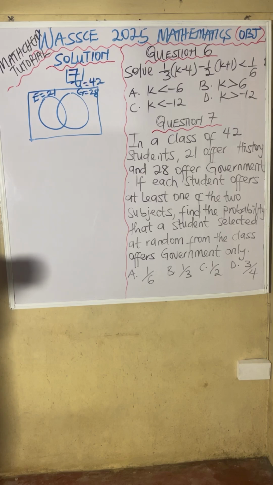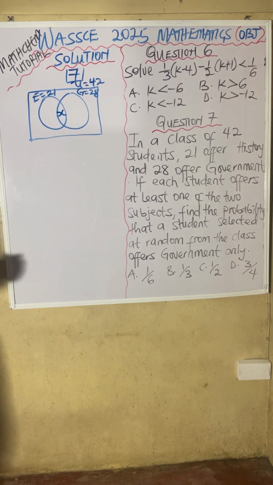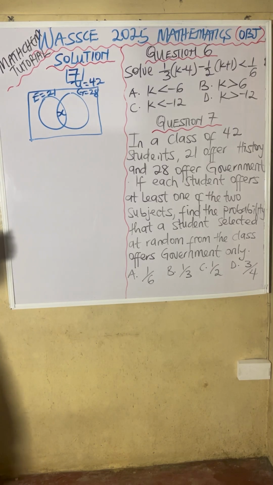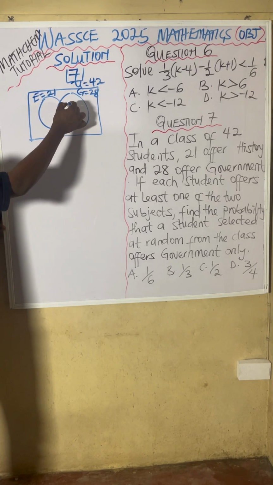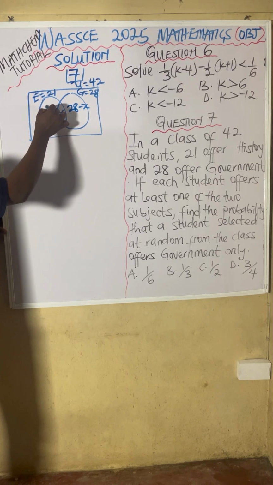If each student offers at least one of the two subjects, that means there's an intersection between them. So find the probability that a student selected at random from the class offers government only. So you have to look for government only. So who are those that offer government only? From this, this will be 28 minus x. This will also be 21 minus x.